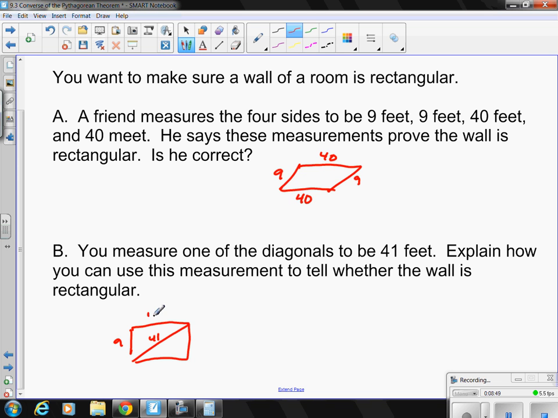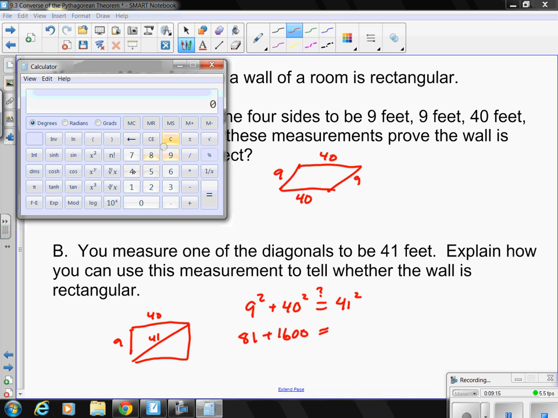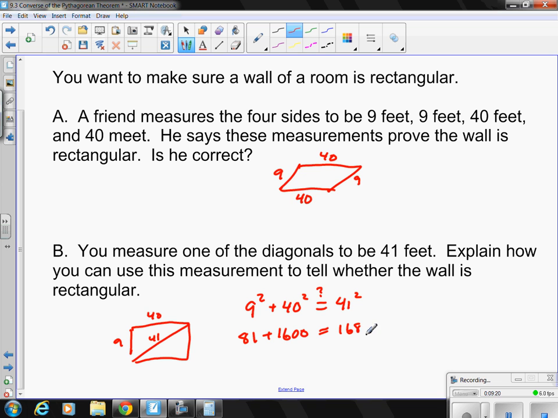This to be 9 and this to be 40. Now does that make it a right triangle? Well, 9 squared plus 40 squared, does that equal 41 squared? This is 81. This should be 1600. And we can double check what 41 squared is. 1681. So this is a right triangle, which means that this is a rectangle.